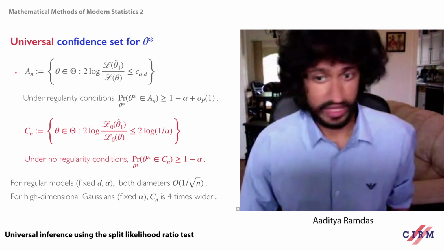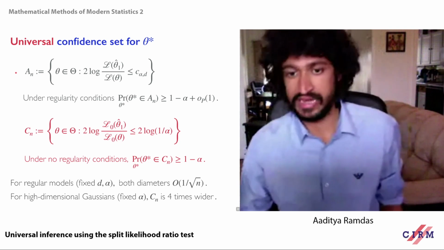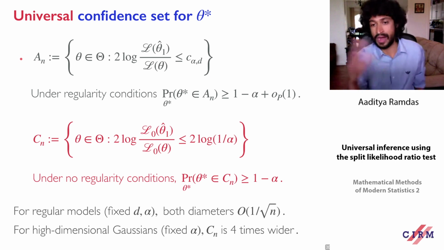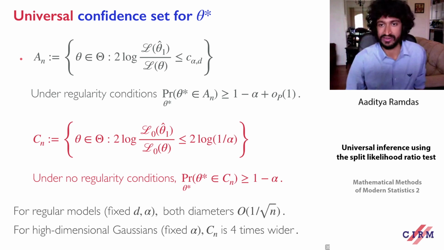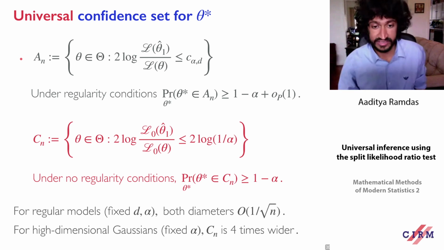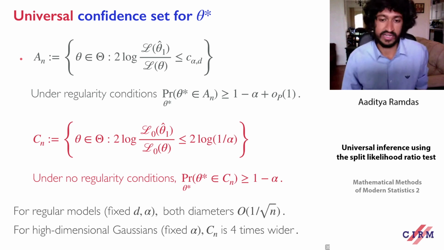Here we're just inverting the split likelihood ratio test. And so it looks visually similar to above, except that we use 2 log 1 by alpha instead of C_alpha,D, and the numerator theta 1 hat is on a different data set, while in the usual likelihood ratio test, theta 1 hat is on the same data set. So that's the other difference. And then under no regularity conditions and no asymptotics, the probability that theta star is contained in C_n is at least 1 minus alpha.